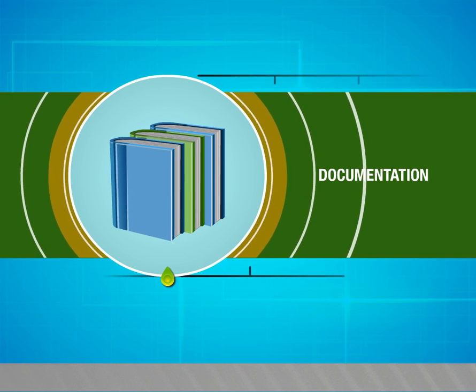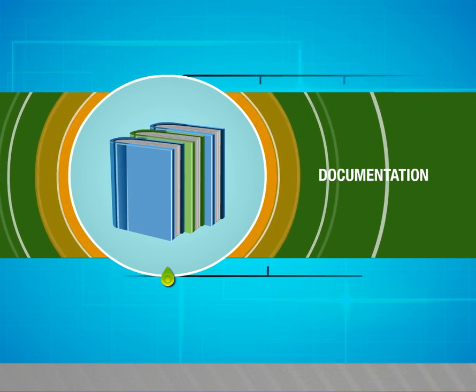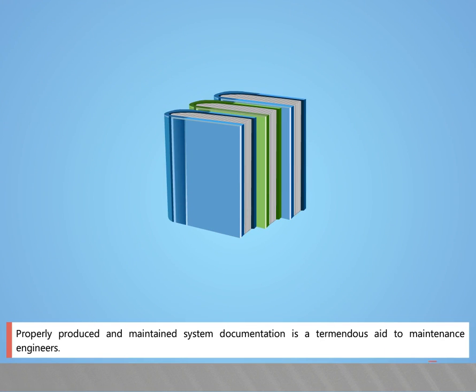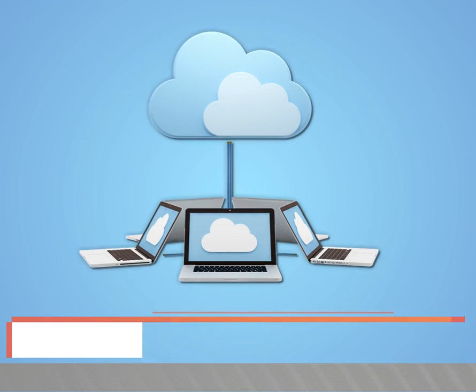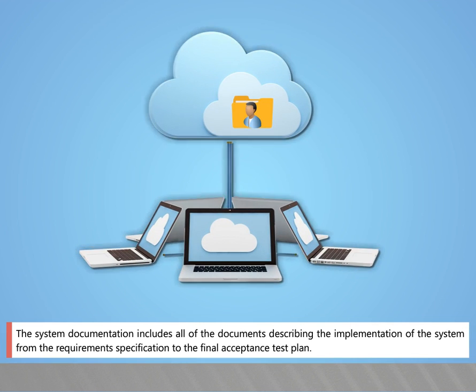Documentation. In this video, we are going to see about documentation. Properly produced and maintained system documentation is a tremendous aid to maintenance engineers. The system documentation includes all of the documents describing the implementation of the system, from the requirement specification to the final acceptance test plan.